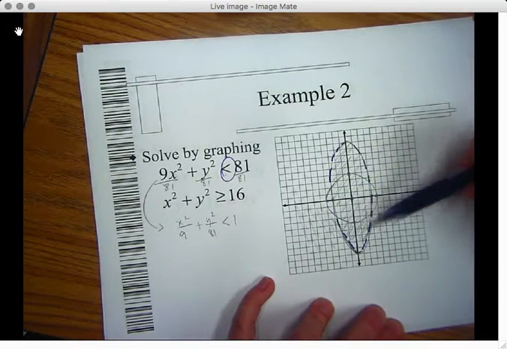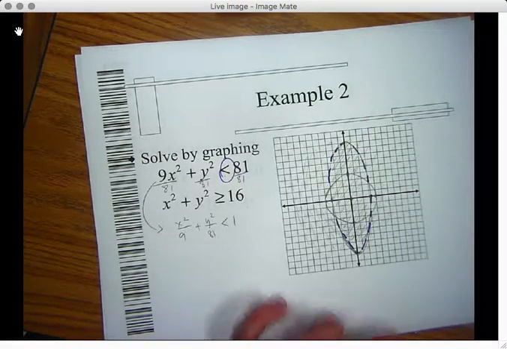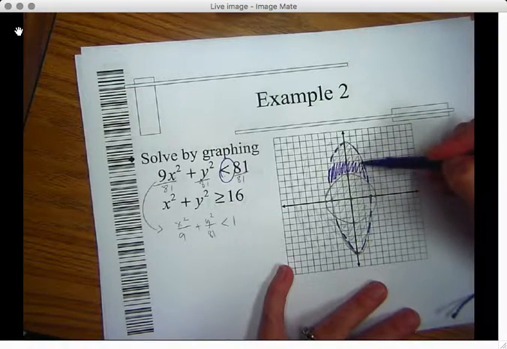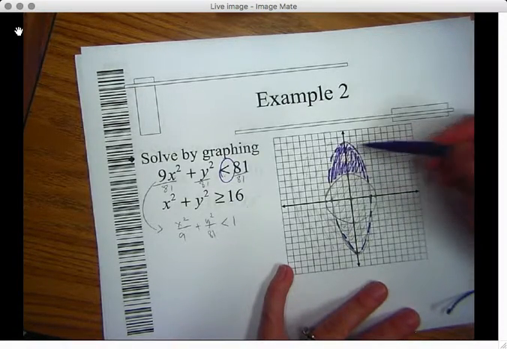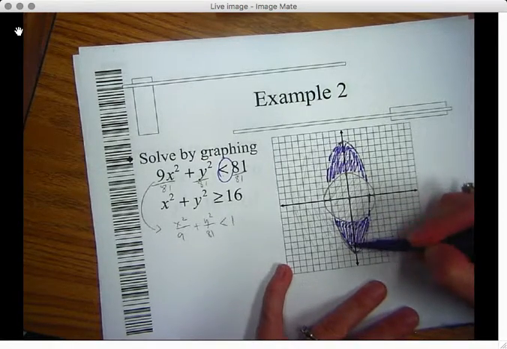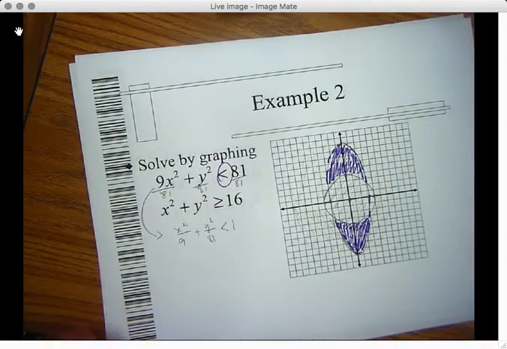So here's the question: where does this shading overlap? I'm going to do it in purple for you. It's right in here, inside the ellipse but outside the circle. That would be your picture for the second one. Okay, let's see, what else have I got here?